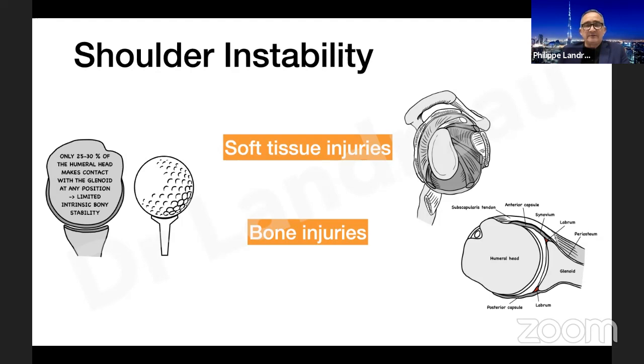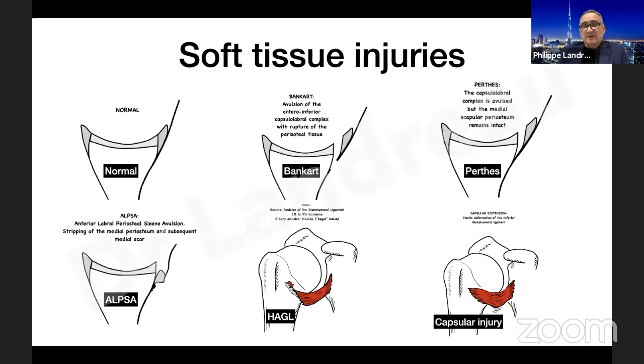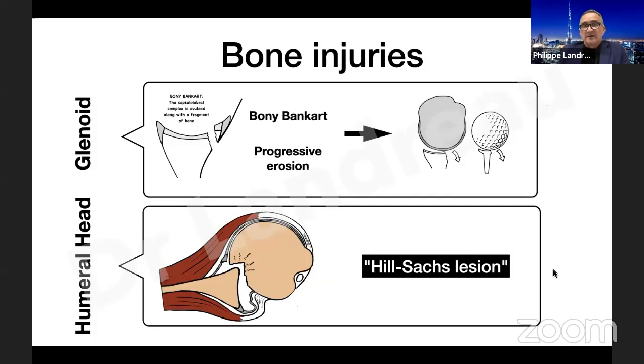Everyone knows that it's very important to detect this kind of lesion. First of all, the soft tissue injury can be very variable, and it's not only Bankart, as you see in the center of this slide. It can be a HAGL lesion, it can be an ALPSA lesion, it can be a capsular injury, but the bone injuries are making the patient more prone to have a recurrence. We know that it can be a lesion of the anterior rim of the glenoid, either a bony Bankart in an acute case or with progressive erosion, and of course this Hill-Sachs lesion, this compression fracture during the first dislocation, or the recurrence.